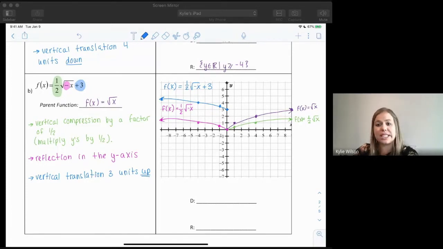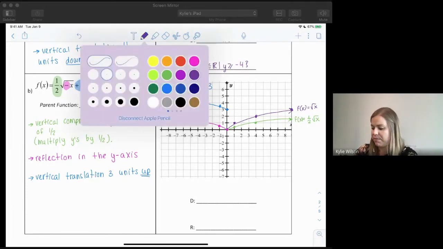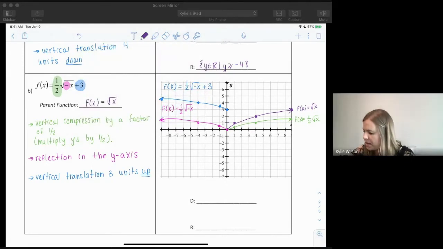Okay, finally we need to deal with our domain and range. If I look at my domain, all of my x's are at 0 and continue over. So x is an element of real numbers such that all my x's are less than or equal to 0. And then for my range, if I look at where my y's are, my y is an element of real numbers such that all of my y's are greater than or equal to 3. And that is our final answer.